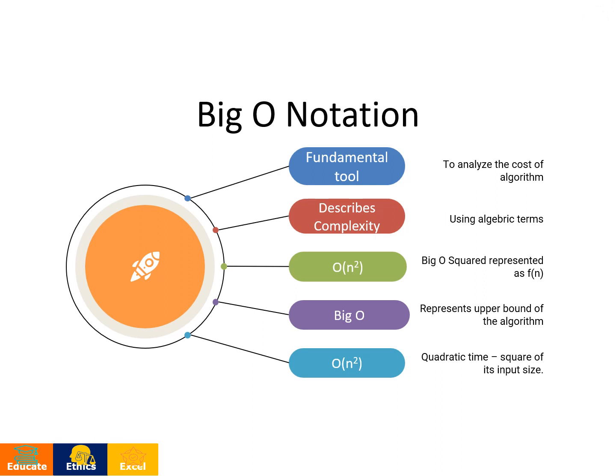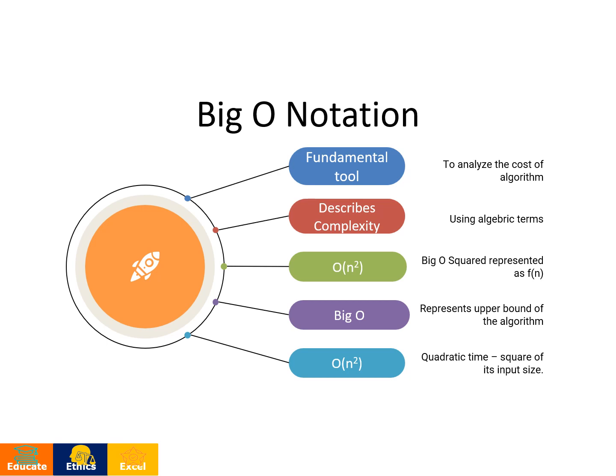Big O notation is one of the fundamental tools to analyze the cost of an algorithm. Big O notation describes the complexity of an algorithm using algebraic terms. To understand big O notation, let us have an example. O of n squared is referred to as big O squared, or it is read as big O squared.